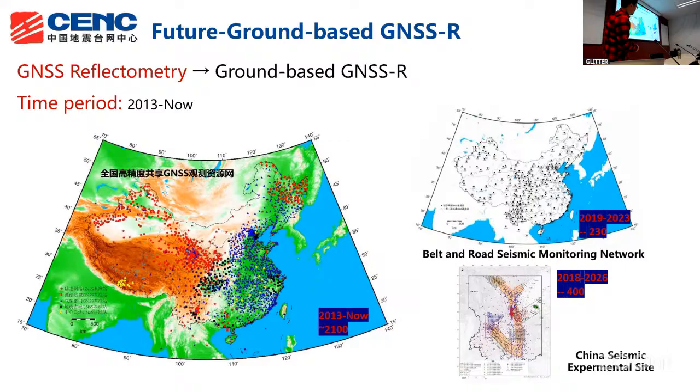And also from 2018, we launched a big science project. Its name is the China Seismic Experimental Site, which focuses on the Sichuan-Yunnan province. It has one belt zone and 5 key focus areas. In these areas, we also built 400 GNSS stations. So maybe at the end of 2025, this year, CMONOC will have almost 3,000 ground-based GNSS stations.